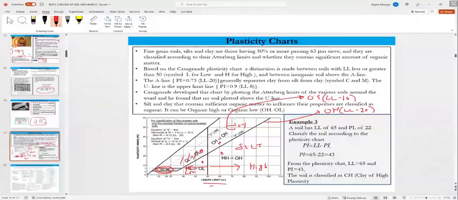By any chance, if you plot a graph that is above the U line, you know that you have made a mistake somewhere, or this isn't a soil. Nothing exists above the U line.